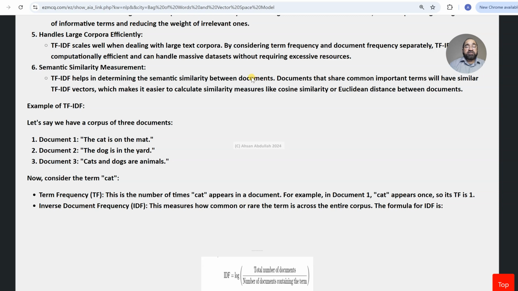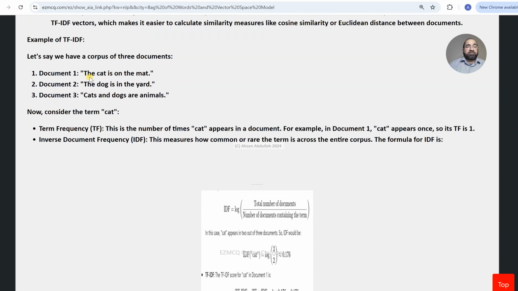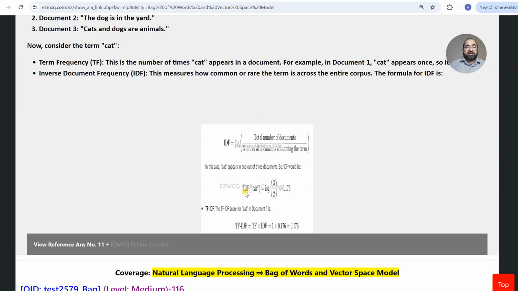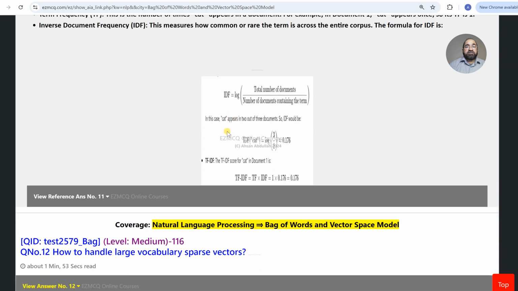This was not the case in the bag of words model, which was based upon the frequency count alone. So if we have this document, the cat is on the mat, the dog is in the yard, and so on, we can do these calculations based upon these relationships, and you can see that the inverse document frequency of the cat is log of 3 over 2. And the TF-IDF score for the cat is 0.176. So this way we can do all the calculations.